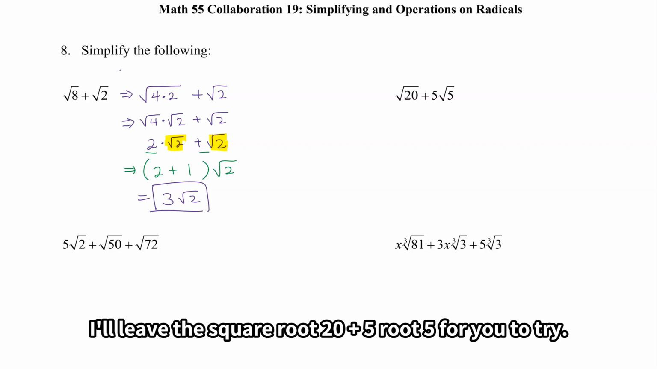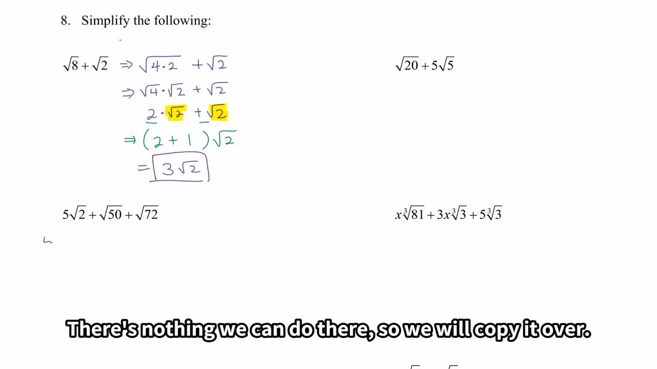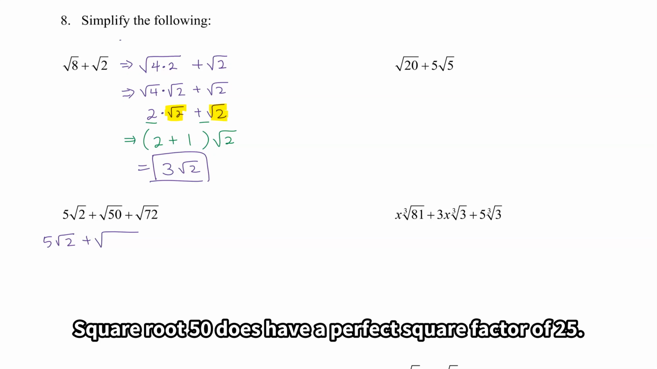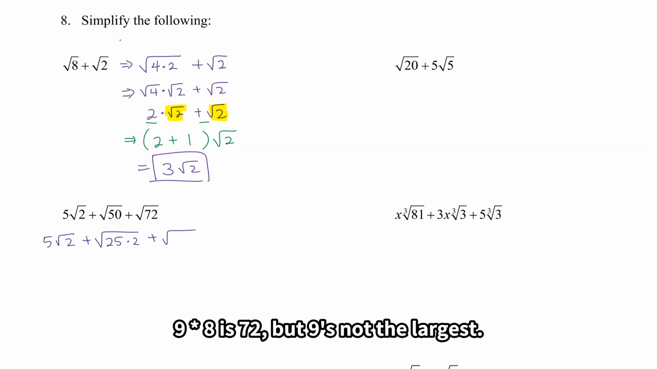Let's take a look at 5 root 2 plus root 50 plus root 72. 5 root 2 is simplified. There's nothing we can do there, so we will copy it over. Square root 50 does have a perfect square factor of 25. 25 is the largest, so let's pull that out. And for 72, 9 times 8 is 72, but 9's not the largest. You could still go that route, just as we had in previous lessons.